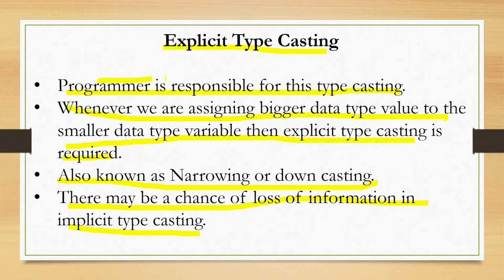As I have said, the programmer is responsible for doing explicit typecasting, and the main reason is that there may be a chance of loss of information. So the programmer should be aware that if they are performing explicit typecasting, there is a chance of loss of data. The programmer should decide whether the typecasting should be done or not. Whenever we are assigning a bigger data type value to a smaller data type variable, explicit typecasting is required, and it is known as narrowing because the bigger is getting converted into smaller. So it is narrowing or downcasting.